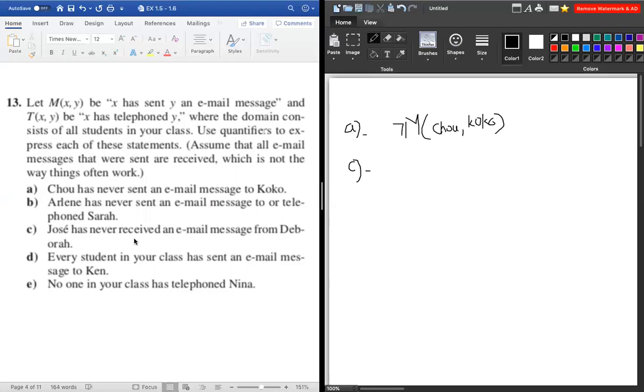Next is part C. We have Jose has never received an email message from Deborah. Now we will be using the same M function, so negation of M. So we have this person named Deborah, who has never sent a message to Jose.